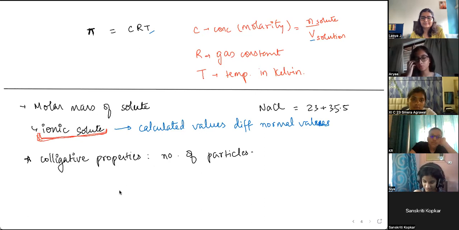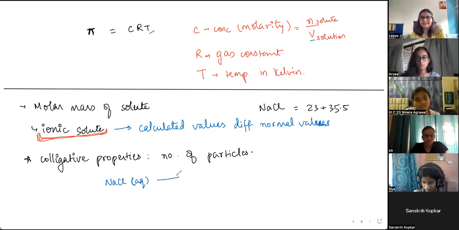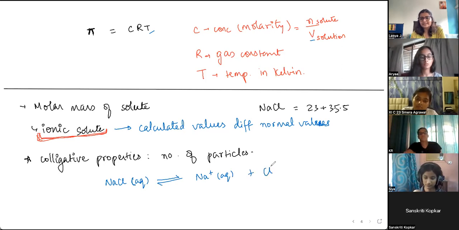Does it have anything to do with dipole or something? Not dipole. What happens when you put ionic compounds in water? They dissolve because they are polar. Dissolve, yes. Dissolution may ionize. So this ionizes into Na plus ions and Cl minus ions.